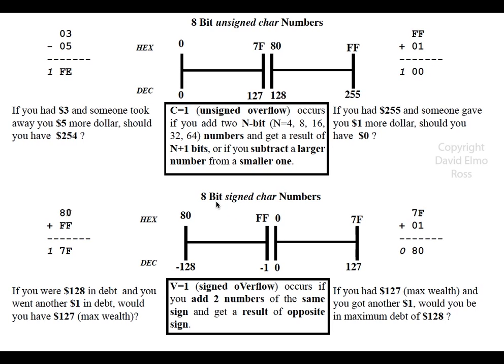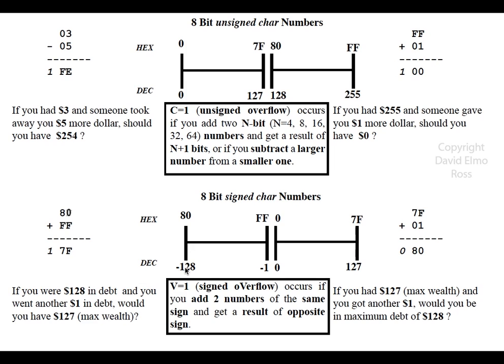Let's take a look down here at the 8-bit signed char numbers and 7F plus 1. Now notice 7F plus 1, let's take a look at it up here. 7F plus 1 is 80, and notice we have no carry, which means that's a valid result. So 7F plus 1 is 80, no carry means that it is a valid result unsigned. But let's take a look at this same calculation as a signed number. And again, let's use these numbers to indicate dollar amounts. So I start off with $127, somebody gives me another dollar, and I'm $128 in debt.